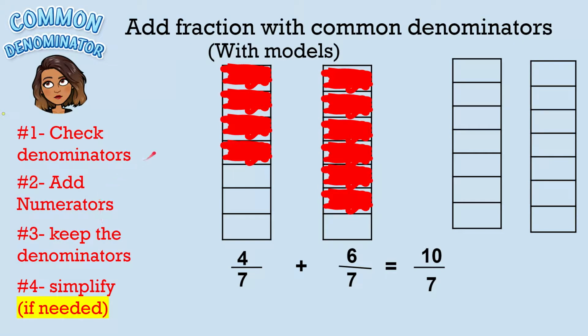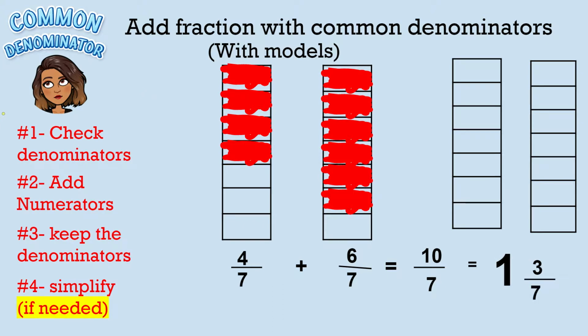Let's move on to step number 3. So we need to keep the denominators. I kept the denominators, and now this is an improper fraction, so we need to make it a mixed number. So step 4 is simplify. It's if needed, and we need it here. So when you simplify it, we get 1 and 3/7.